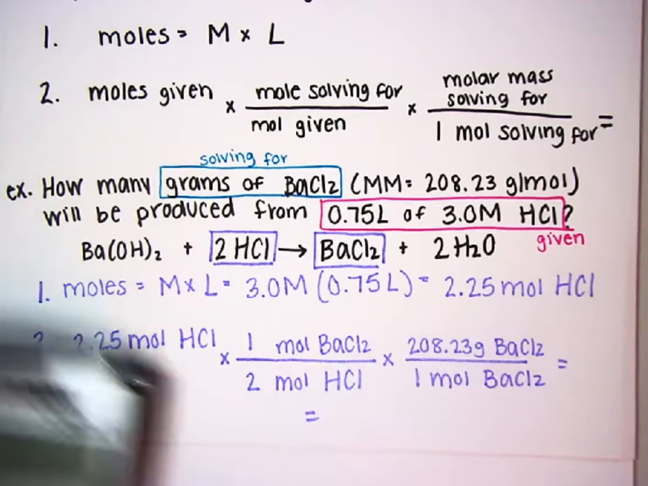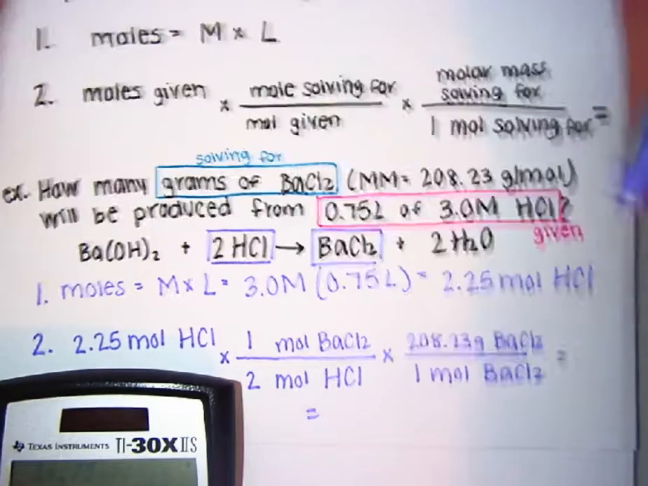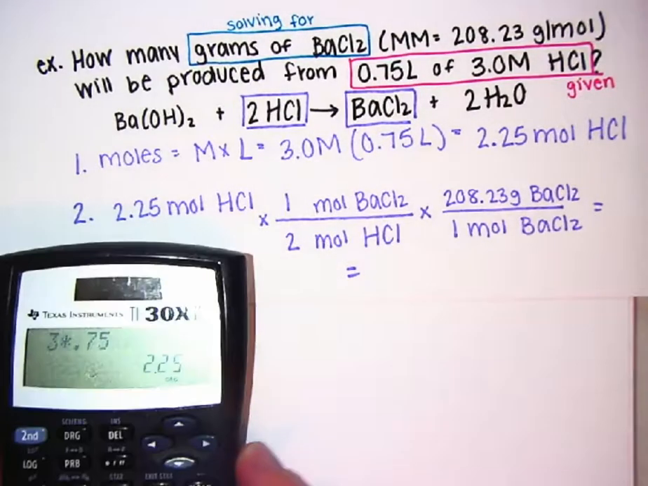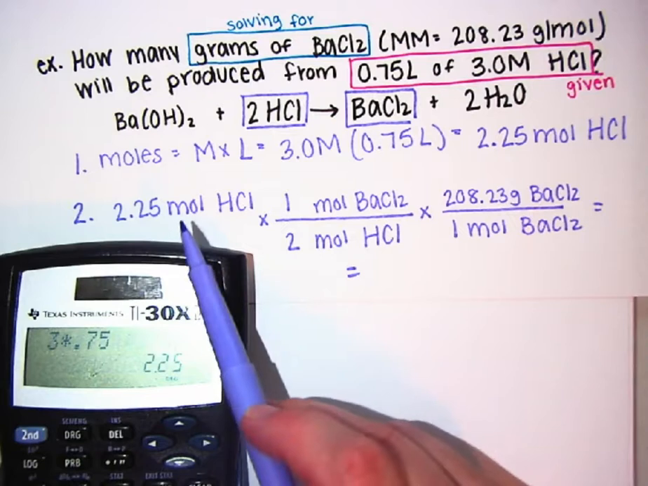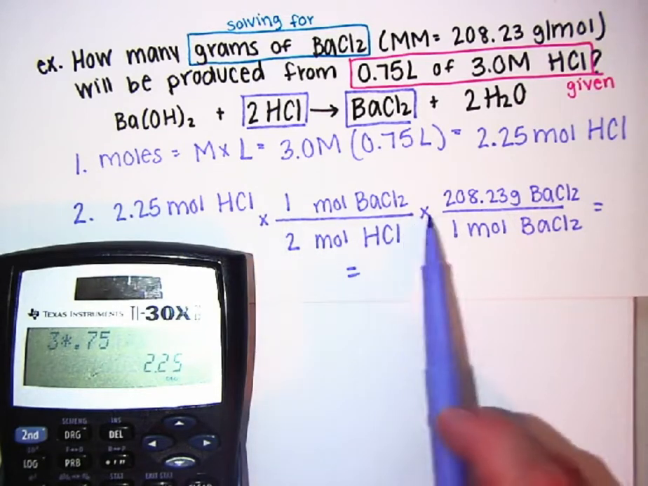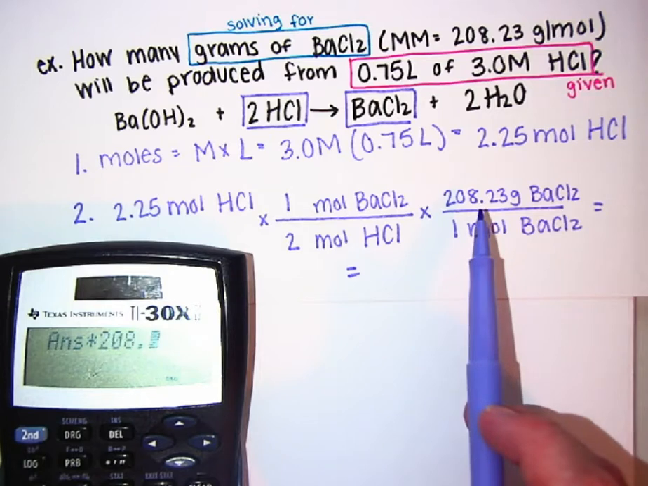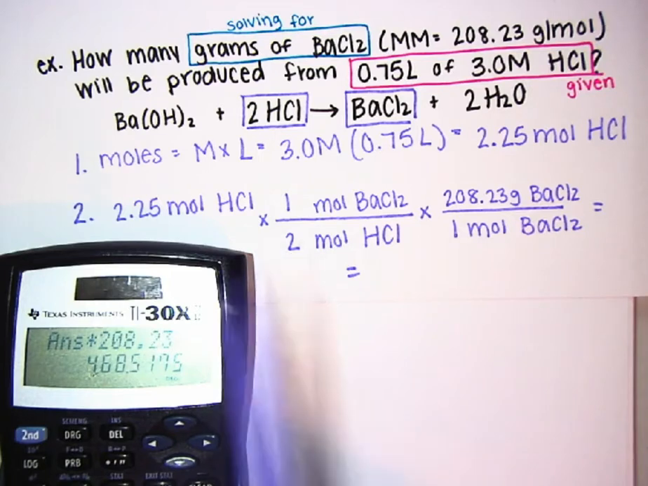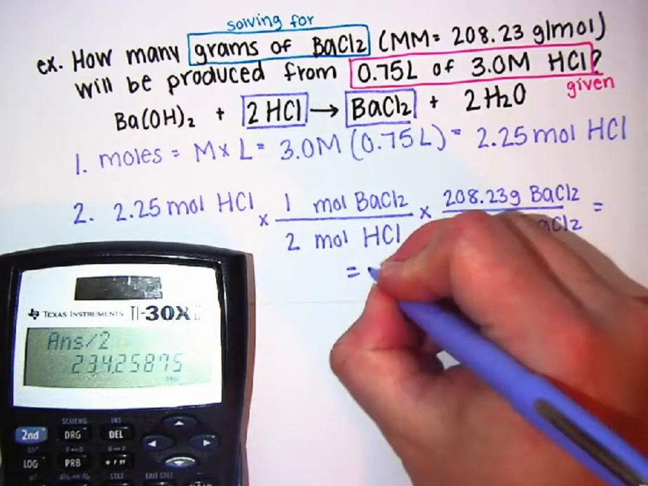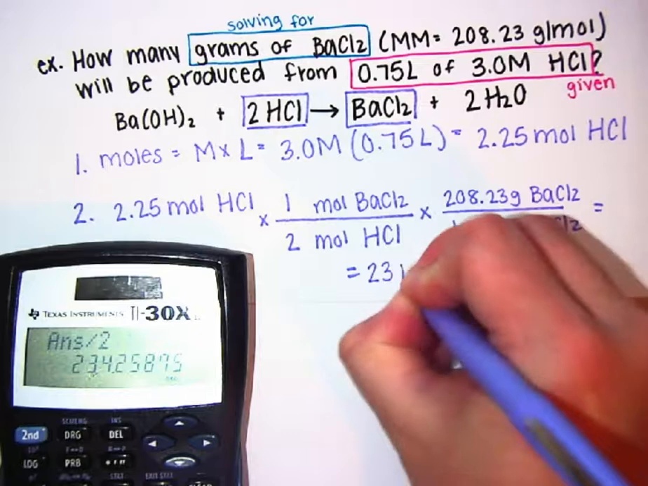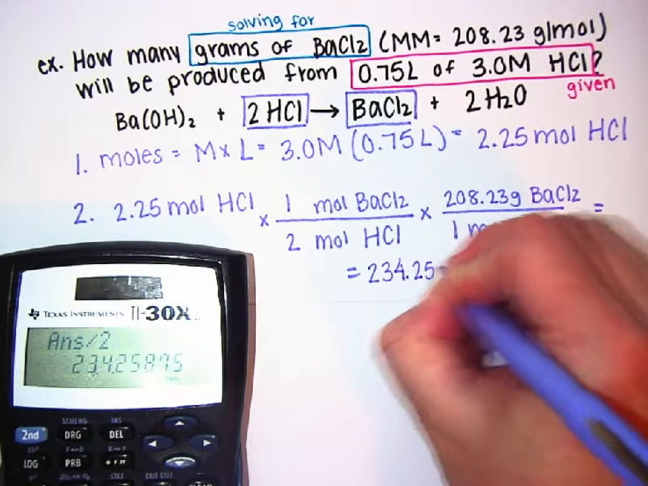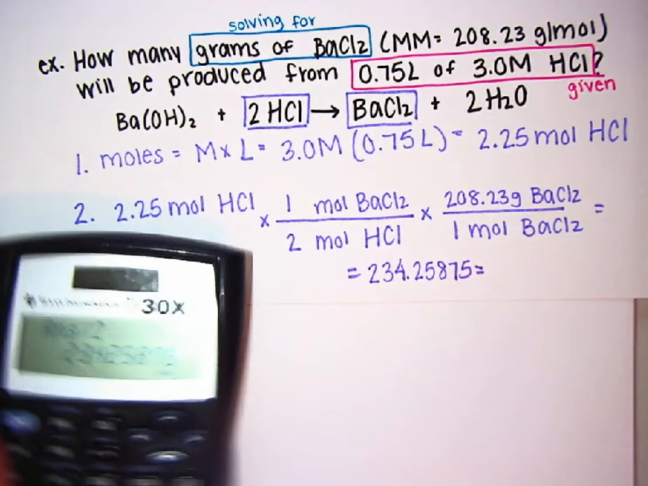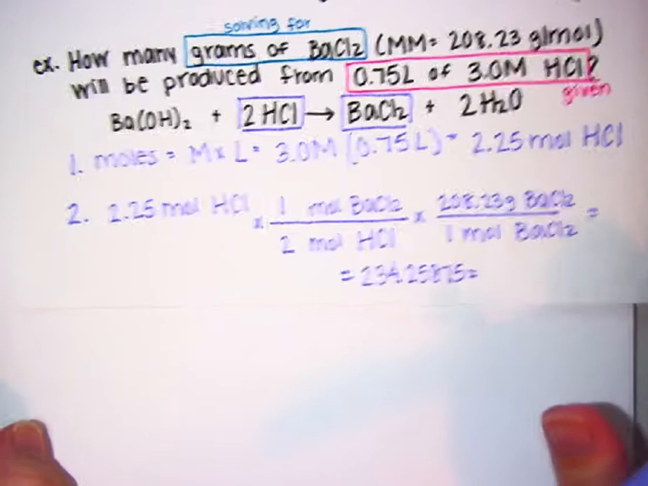All right, now we can plug in and solve. So again, the way that we solve these is by multiplying across the top. So 2.25 times 1 times 208.23. And then we want to divide by whatever's on the denominator. Divided by 2. I get 234, and then I get a bunch of decimal places that I don't need, because we're always going to round our answer to the appropriate number of significant figures.